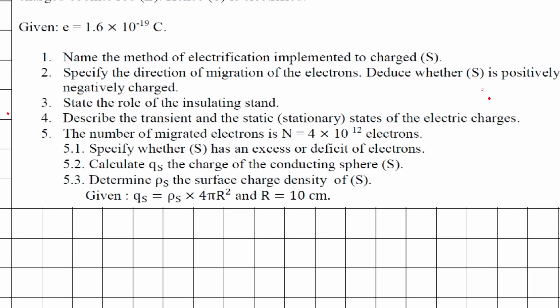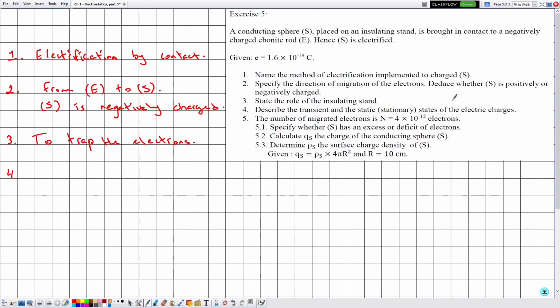Now in number 4, they're asking us to distinguish between the transient and the static states of the electric charges. So we know that the transient is when the electrons are going to be ejected to the surface of the sphere and they're going to repel and the redistribution of charge occurs. One can describe this transient state in his own language.